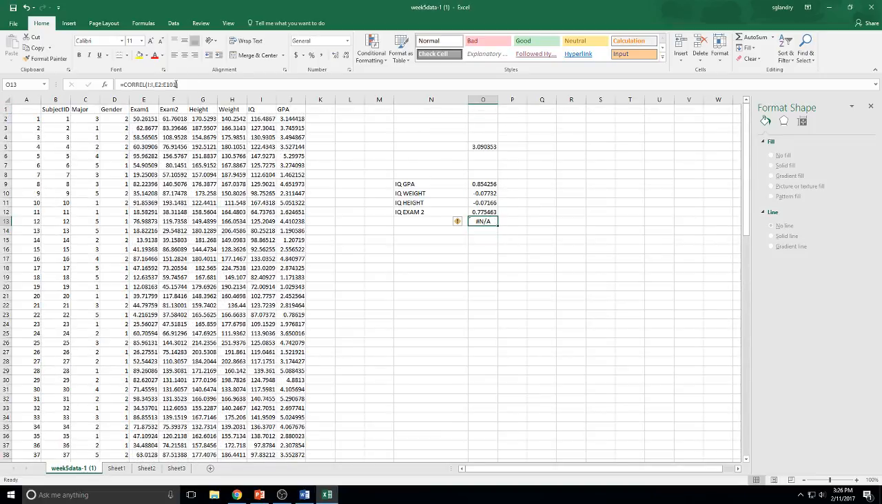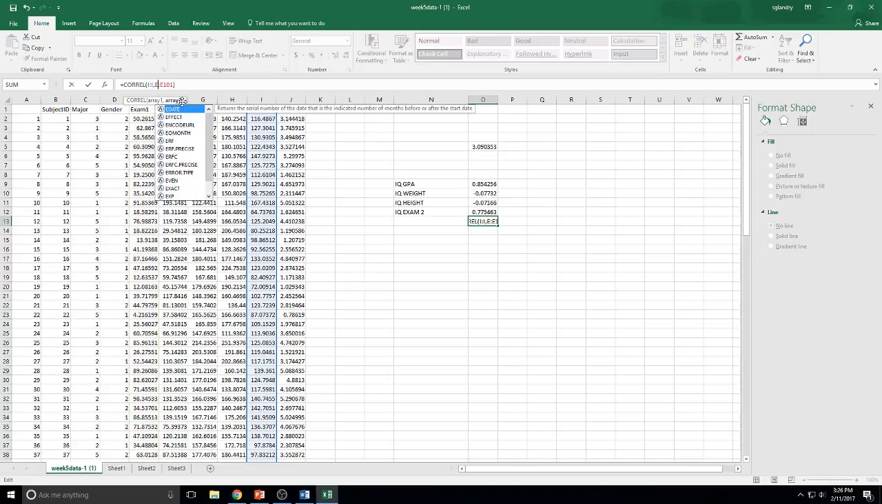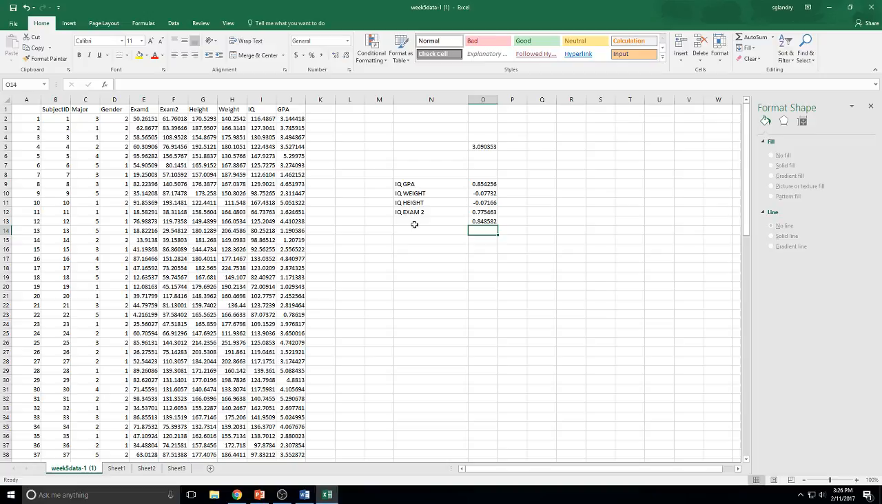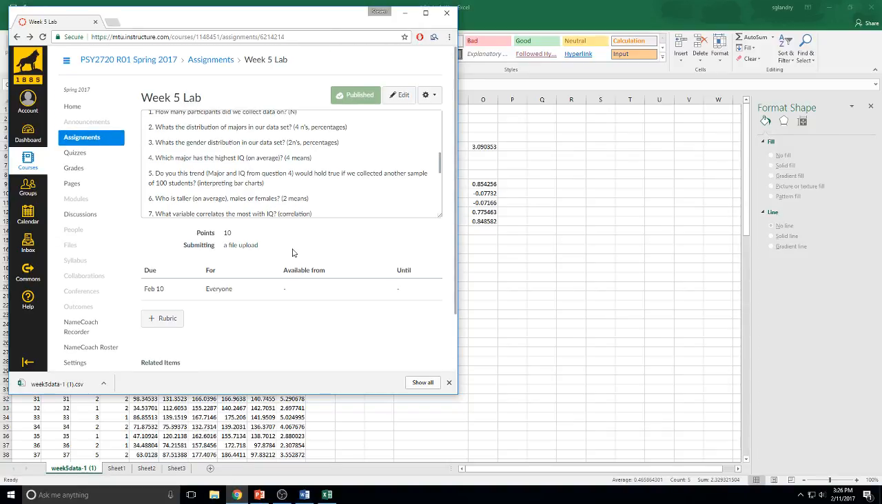What did I do? Can I just do all of E? Is that how it works? It is how it works. IQ, exam 1. Alright, and we're not going to run a correlation between subject ID, major, and gender, because those are categorical variables, and you can't run a correlation between a continuous variable like these guys and a categorical variable like those. Alright, so we did them all.